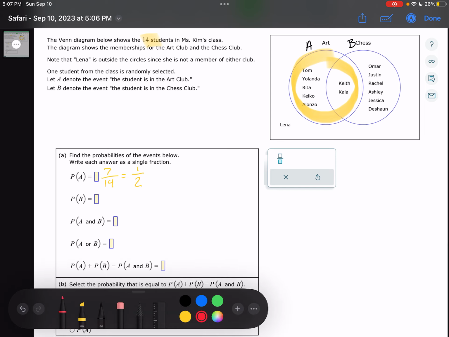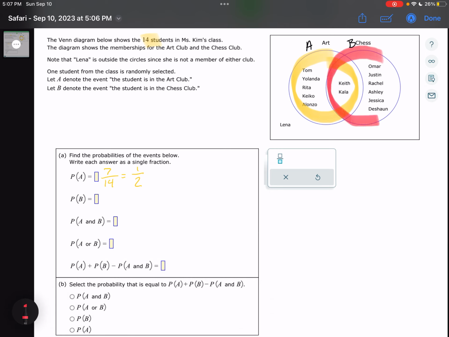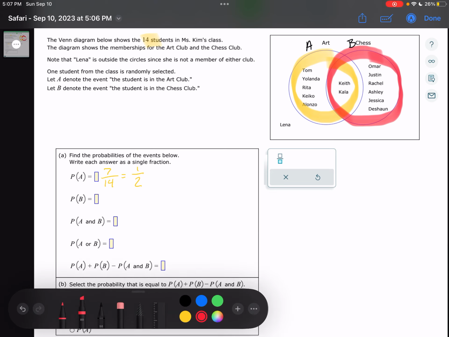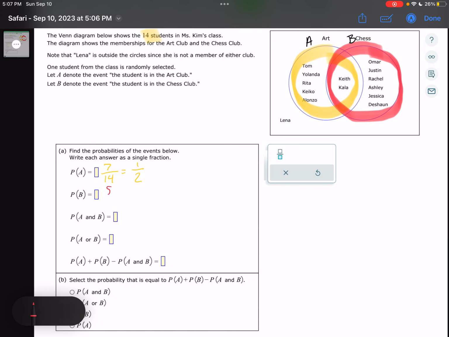Our B circle is the other circle here. We have 1, 2, 3, 4, 5, 6, 7, 8 in that circle. Oops, 8 out of the 14. That simplifies to be 4 out of 7.